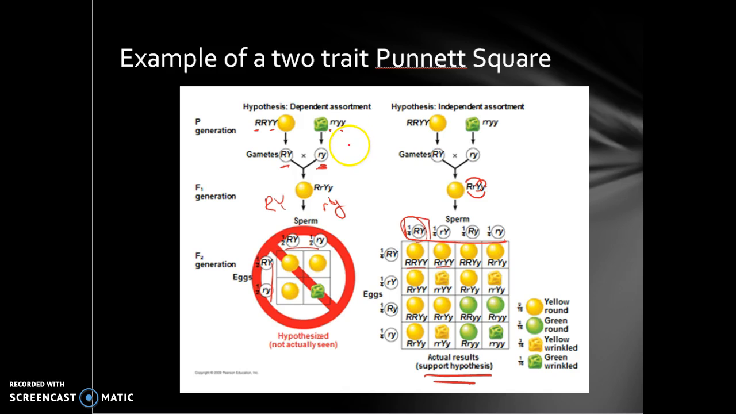If they didn't assort independently, then all of the offspring would look exactly like one of the parents. So you had round yellow seeds or wrinkled green seeds. So your offspring can only be those 2 combinations. But when you have independent assortment, you can get new combinations of genes. Here we have yellow wrinkled seeds. There was no yellow wrinkled seed in the parent generation. That's a new combination of traits. Here we have round green seeds. We didn't have any round green seeds up here. So it's a brand new combination of traits. And when Mendel actually did this experiment, that's what he got. And the only way that it's possible is through independent assortment.